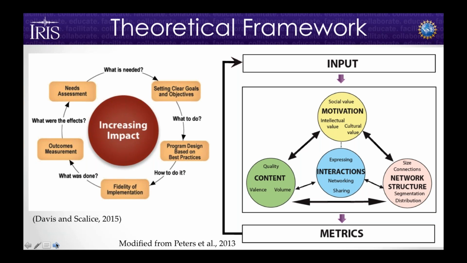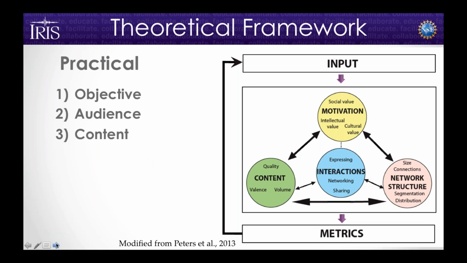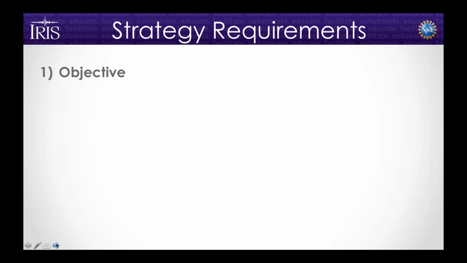Okay, so that's all well and good, right? How do you practically move forward with that? And that's what I'm going to spend a little time on now, go through the basics, and then we'll go through some examples from what I do with Iris. So the first thing you need to do is figure out what your objectives are, determine your audience, figure out what content you're going to use, determine a posting strategy, figure out how you're going to engage with your audience, and then do your evaluation.